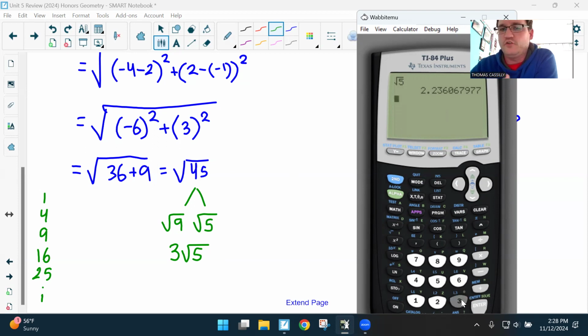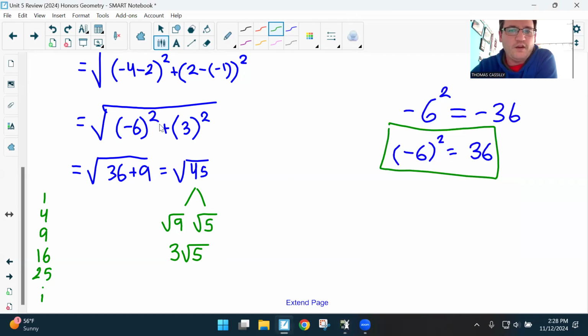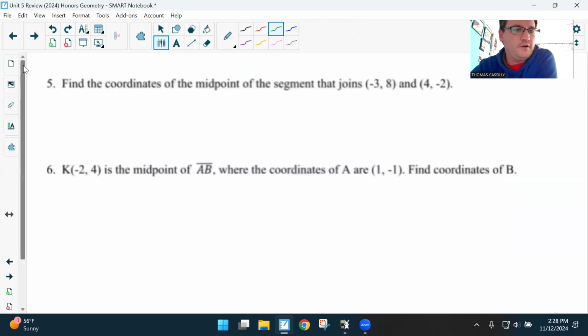If you ever do want to check yourself, you can. So 3 square root of 5 as a decimal is 6.7, whatever. Well, let's look at the square root of 45. That same thing should give us, if we do everything correctly, the same decimal, which it does. That's 6.708. We got that for both of them. So that's how we can confirm on our calculator here.